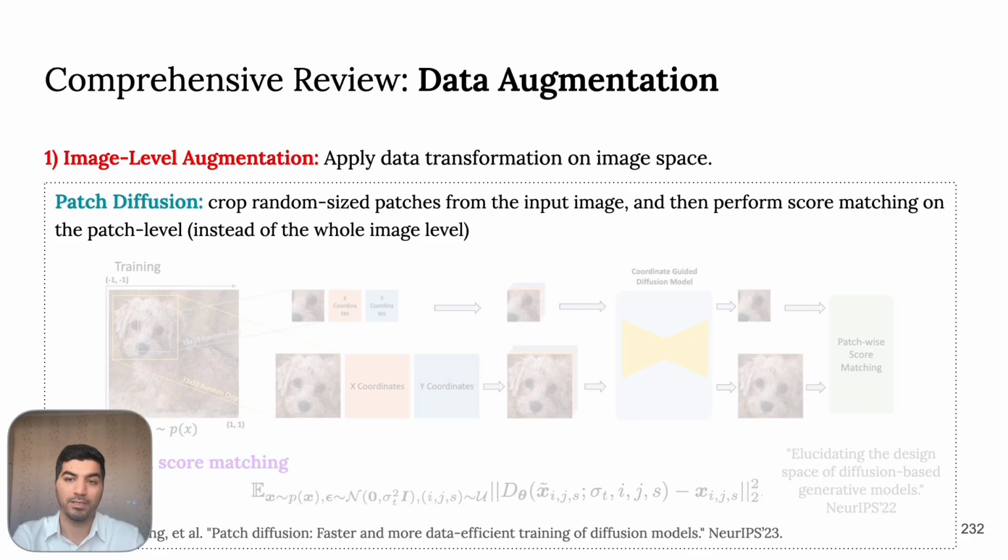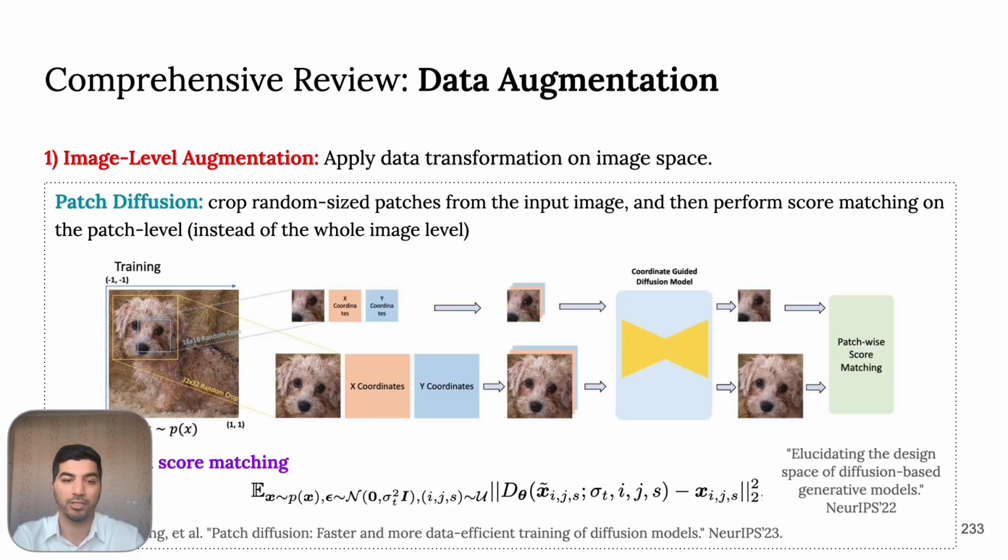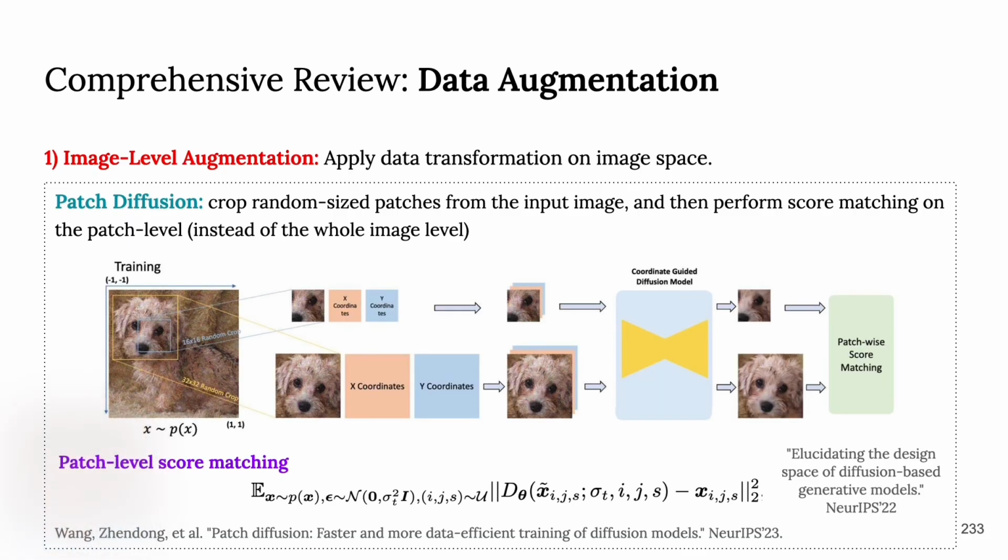Another approach is patch diffusion, which is proposed for diffusion models. This approach crops random size patches from the input image and then performs score matching on the patch level. So here, for example, we can see we have different patches of the input image, and then the coordinates of the patch, i and j, and the scale of the patch, s, are also added to the learning objective.